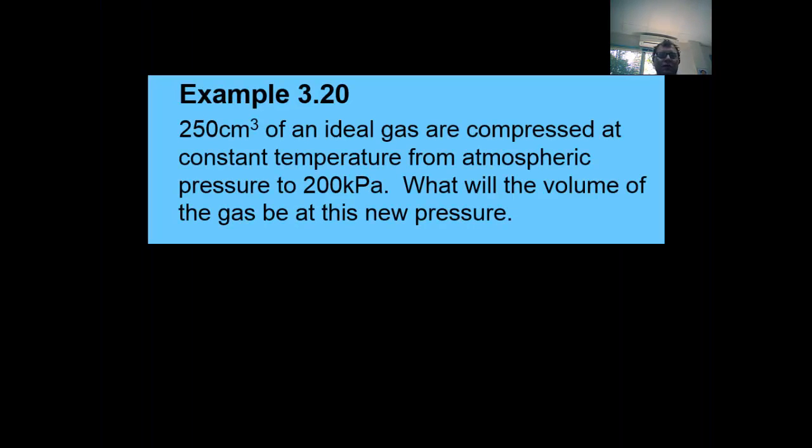An example of this would be if I have 250 centimeters cubed of an ideal gas and it's compressed at a constant temperature from atmospheric pressure to 200 kilopascals, what will the volume of the gas be at the new pressure? So take a moment just to work with some of those units and do some transformations.